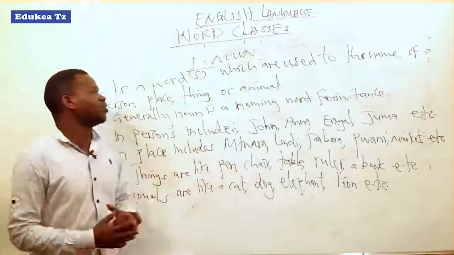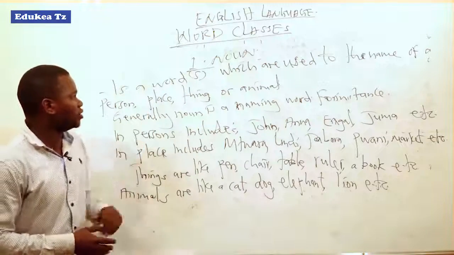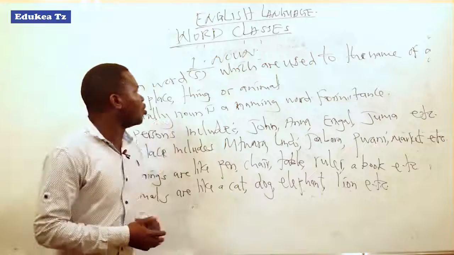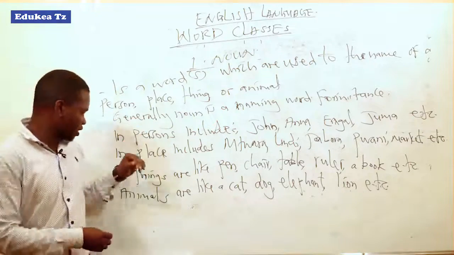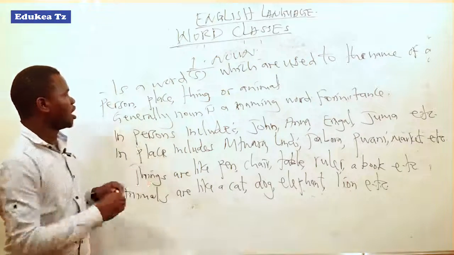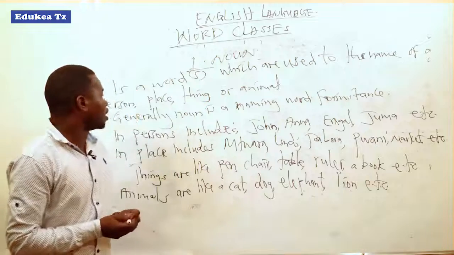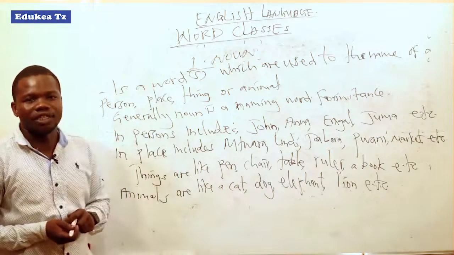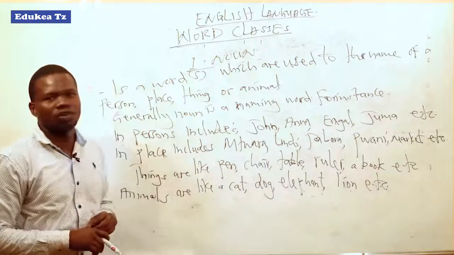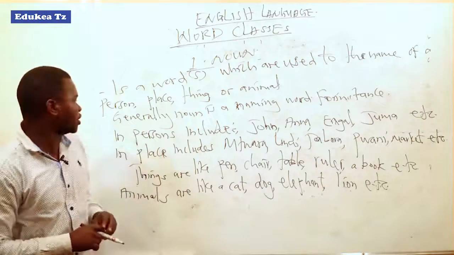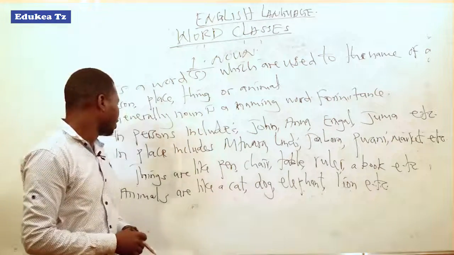As we saw English language word classes, including noun, let us start with noun. Noun is a word or words which are used to name a person, place, things, and animals. So noun is a naming word. All names of a person, things, places, or animals are nouns. Generally, noun is a naming word.